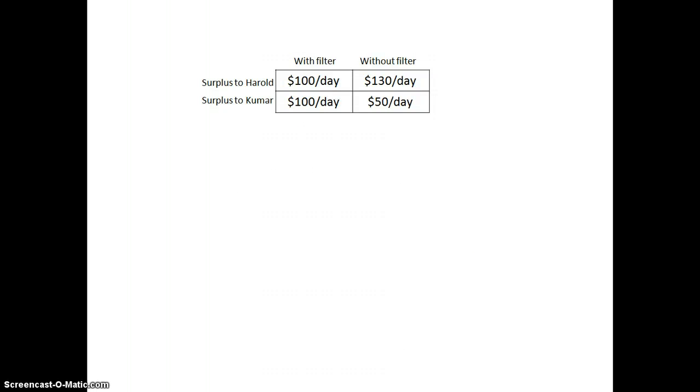The matrix shows the surplus occurring to both parties when Harold operates with and without a filter. When Harold operates without a filter, his surplus is $130 a day. You can see that in the upper right cell. Using a filter costs him $30 a day, so his surplus would fall to $100 a day when he uses a filter, which is in the upper left cell. Kumar's surplus is $100 a day when Harold uses the filter, but is only $50 a day when no filter is used and the water is polluted.